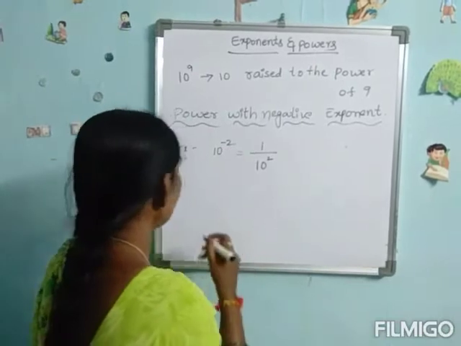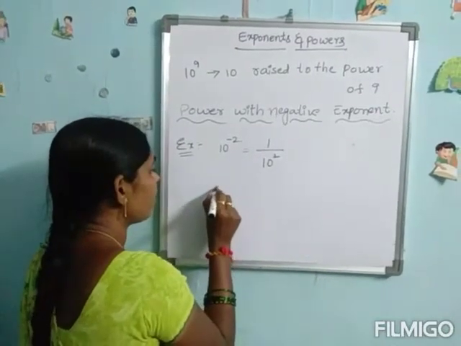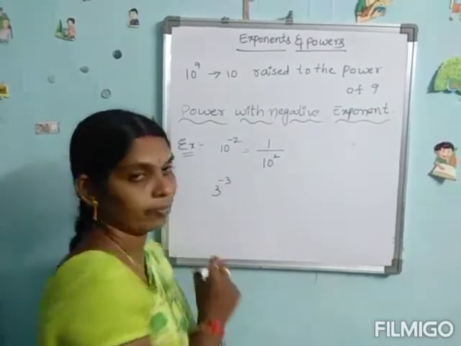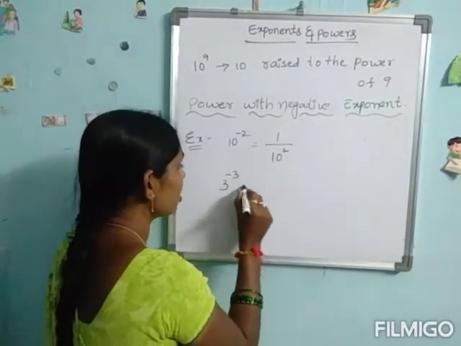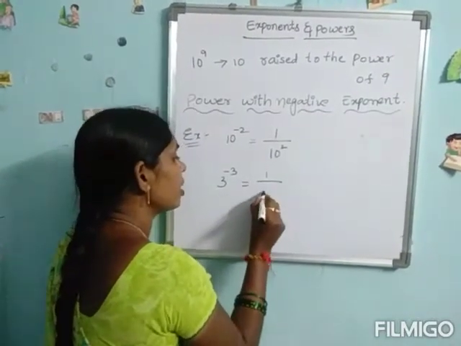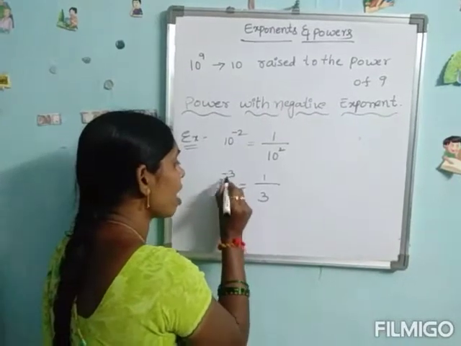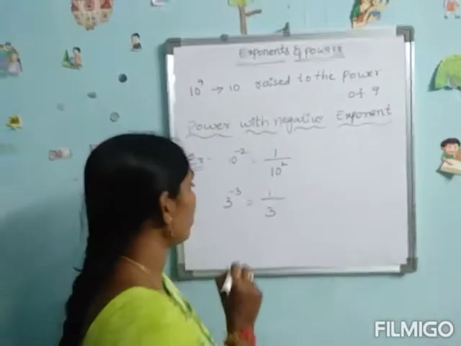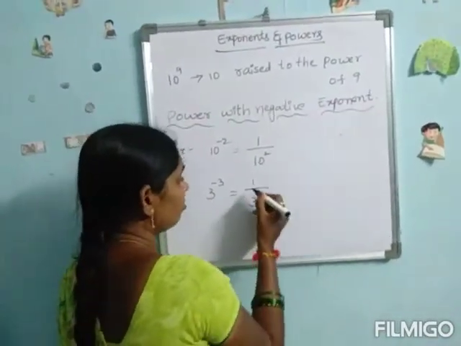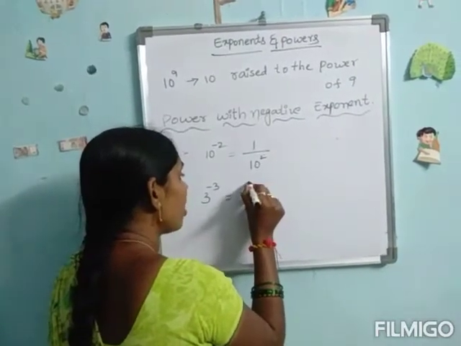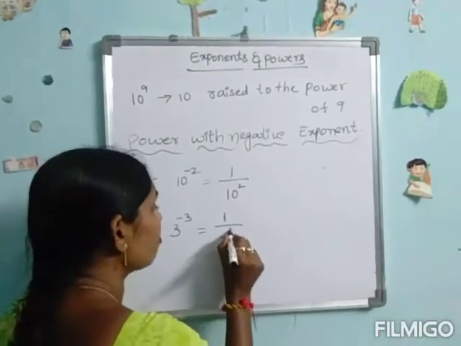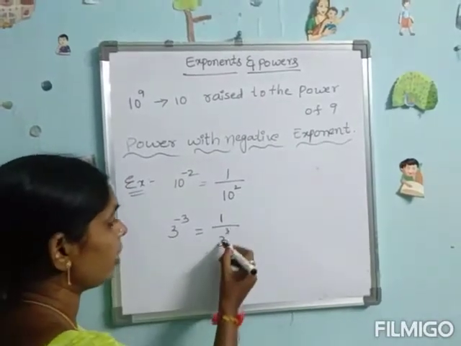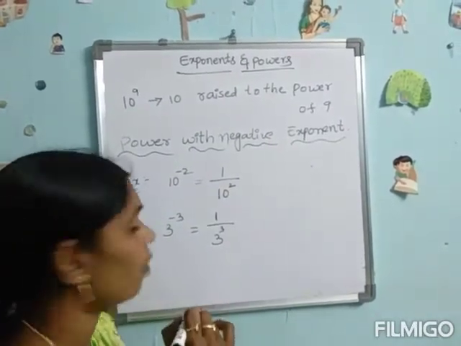For example, I am taking 3 to the power of minus 3. So what is the answer? It is 1 by 3 to the power of, here we have the negative exponent, so now how can we write? 1 by 3 to the power of the positive exponent. So 1 by 3 to the power of 3.